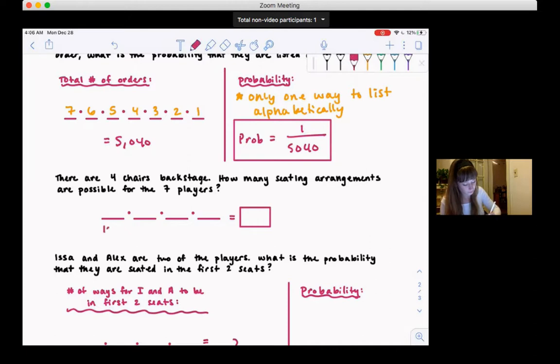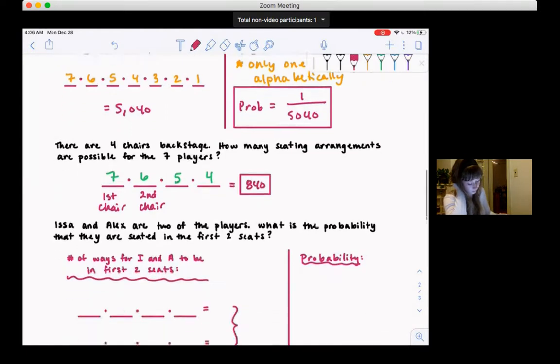So this is the first chair, this is the second chair, and so on. We've got 7 people, so there are 7 choices for who sits in the first chair. Then once that person sits down, there's 6 choices for who sits in the second, 5 for who sits in the third, and 4 for who sits in the fourth. So the total number of seating arrangements is 7 times 6 times 5 times 4, which is 840.